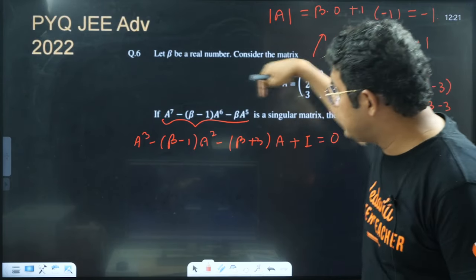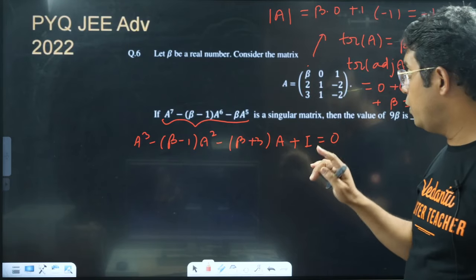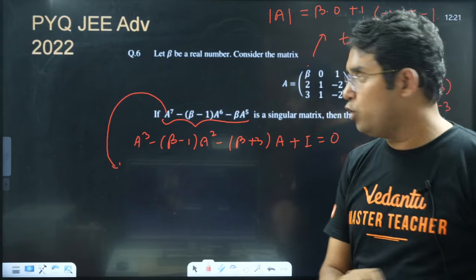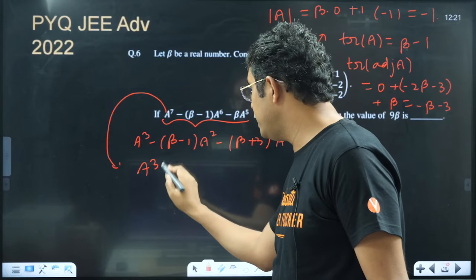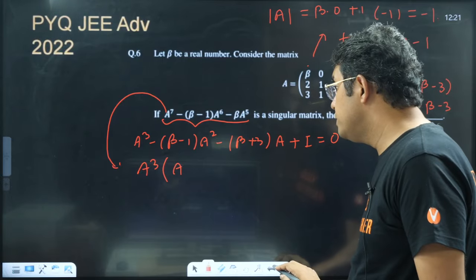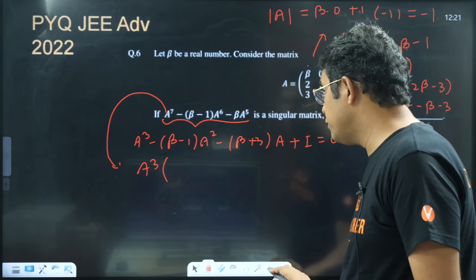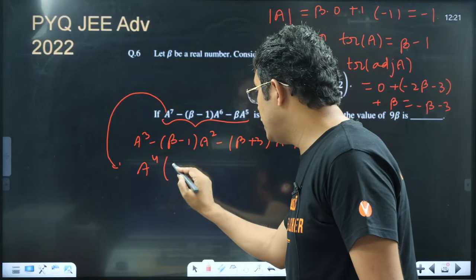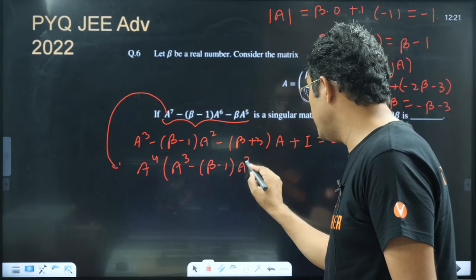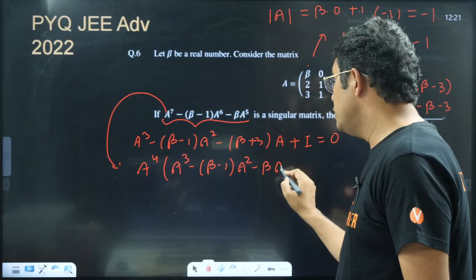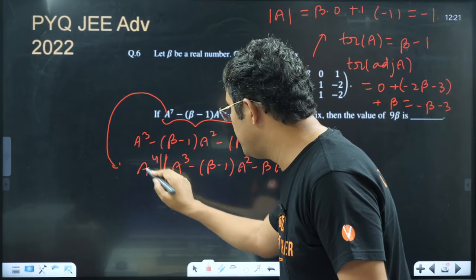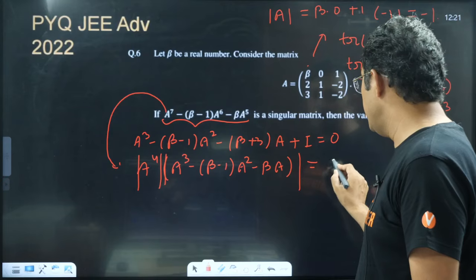Now you can see this relation has some connection with this. Now, as they are saying it's a singular matrix, if I write this after taking A power 4 common, not a cube actually, a power 4 if I take common. So that will be (A cube minus beta minus 1 A square minus beta I) into determinant of A, and from the property of determinant we can write determinants like this also, and that is equal to 0.